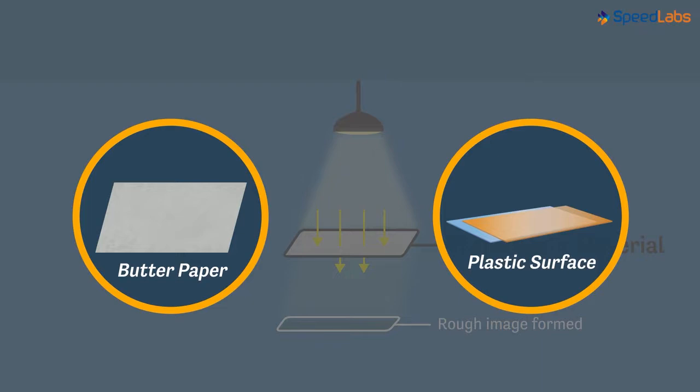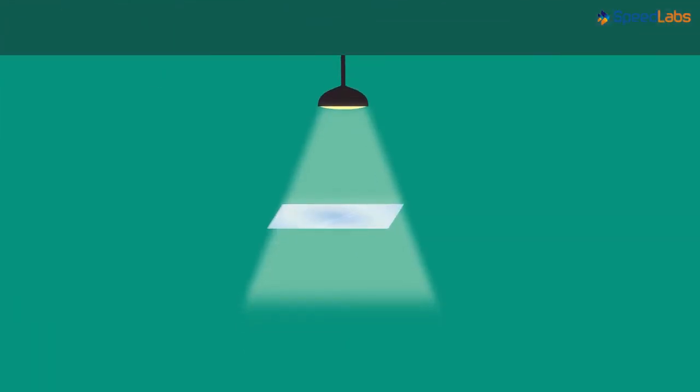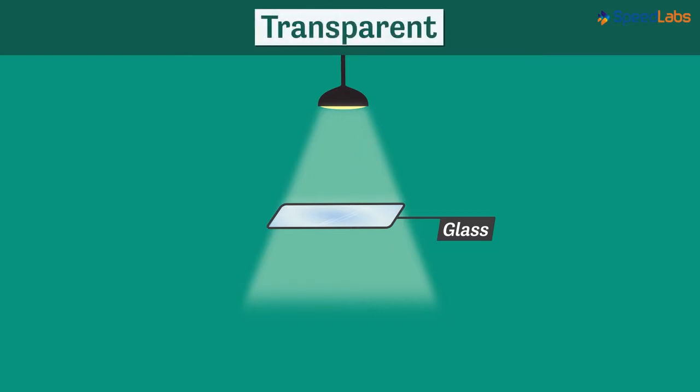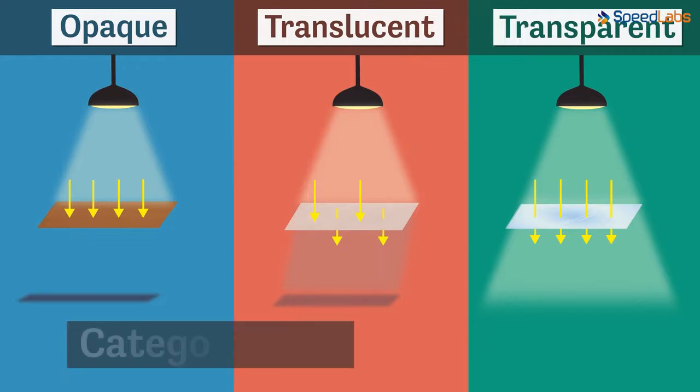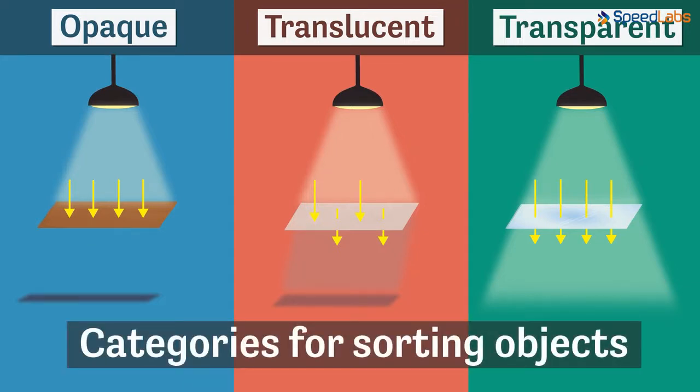And the last type is the one which helps us see everything clearly through it. Glass belongs to this category. Such substances which can be used to see everything clearly through them are called transparent substances. Transparent substances allow light to pass through it, and hence we can see everything across them clearly. So we have opaque, translucent, and transparent, three categories for sorting objects.